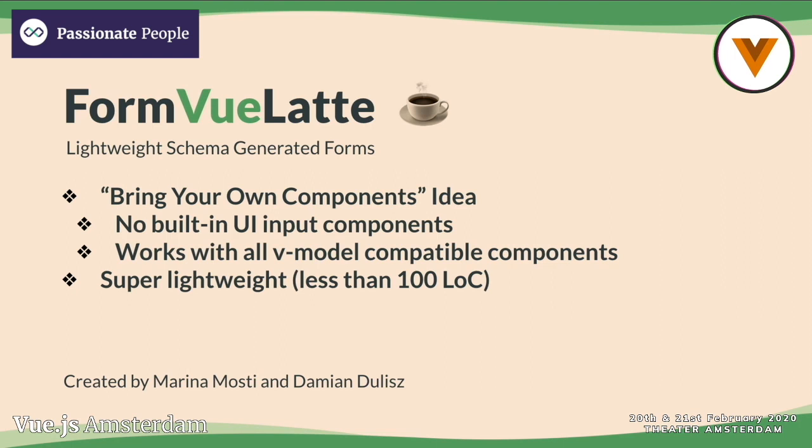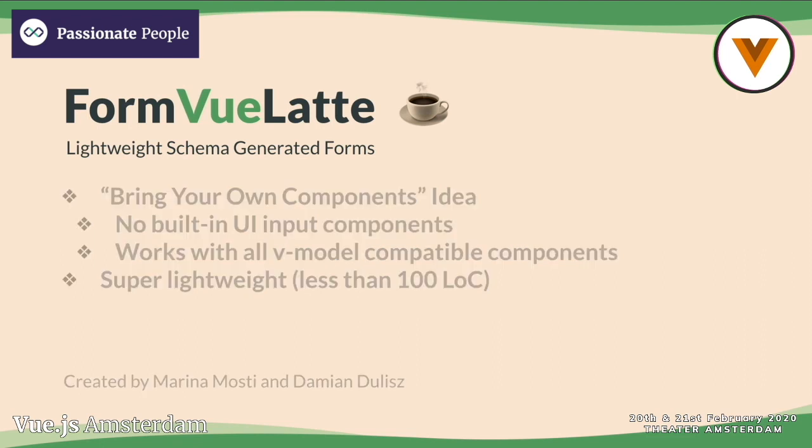So the main idea here is bring your own components. I actually hate building UI components as open source after the multi-select fiasco. So you bring your own components here, and the only requirement is that they support v-model: they should accept the value and emit the update:modelValue event. That's the only requirement. And it shouldn't mutate the value, but I guess you already know that you shouldn't mutate the props, right? It's super lightweight, like 100 lines of code, and it was created by me and Marina mostly, which is awesome.